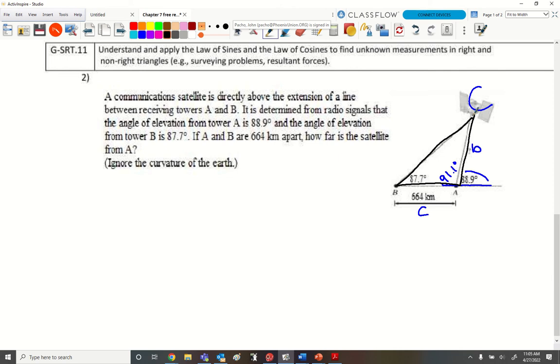Now, can I solve for big C here? Yes. How do I solve for big C? You take the little b and the big, yeah. Subtract it from 180, right? Subtract the B and the A from 180. So I do 180 minus 87.7 minus 91.1. And that's going to give me my big C.